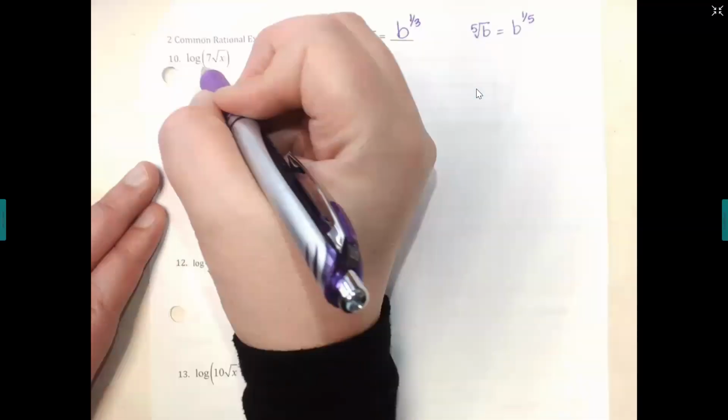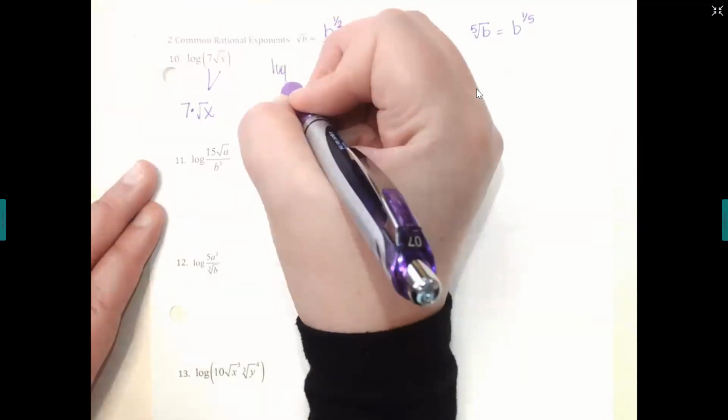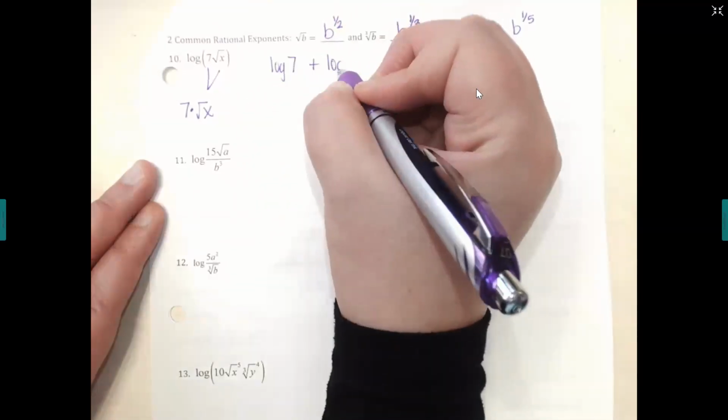So now take a look at number 10. I have log 7 root x. How are the 7 and the root x combined right now? Is it multiplication or division? So this is 7 times root x. Then when I split them up, I'm going to do log 7 plus log root x.